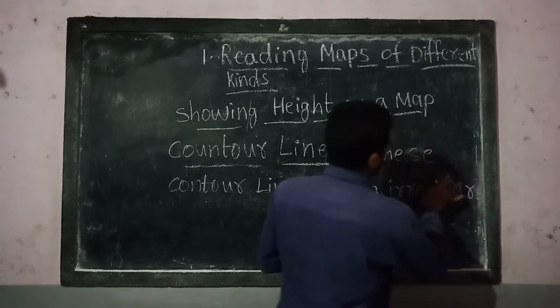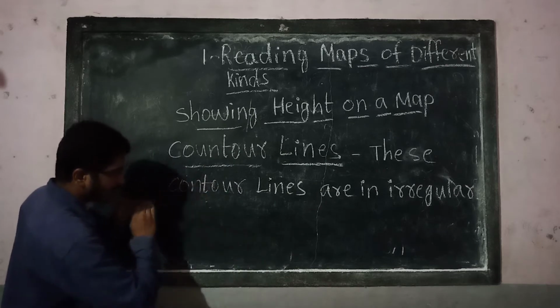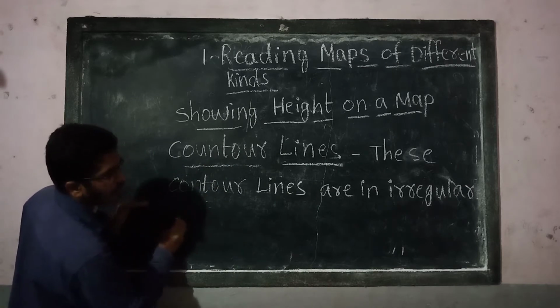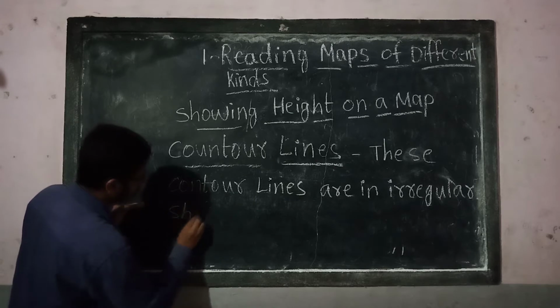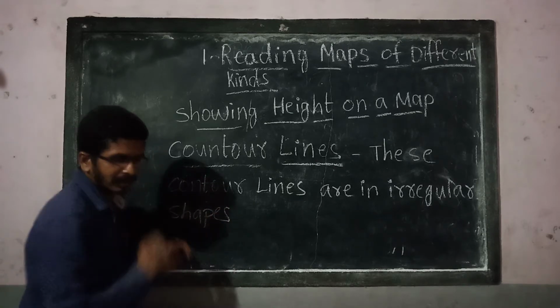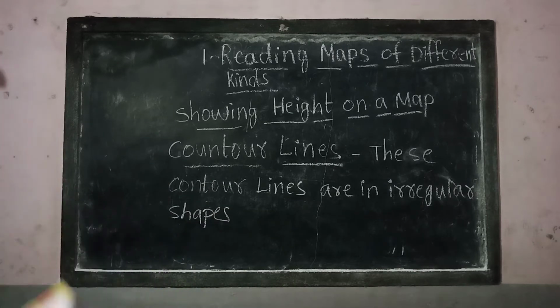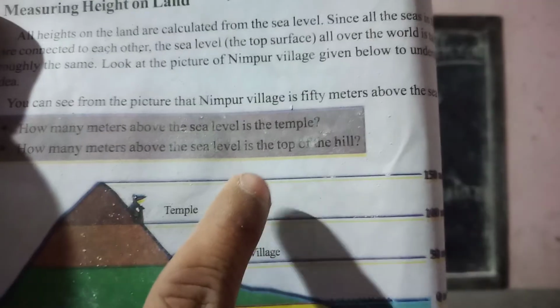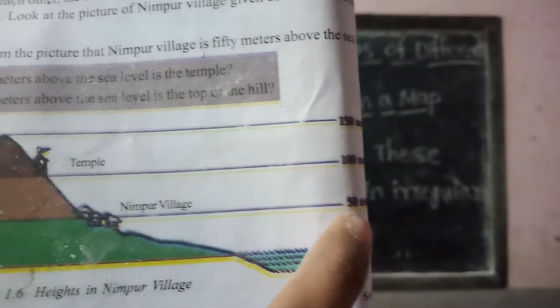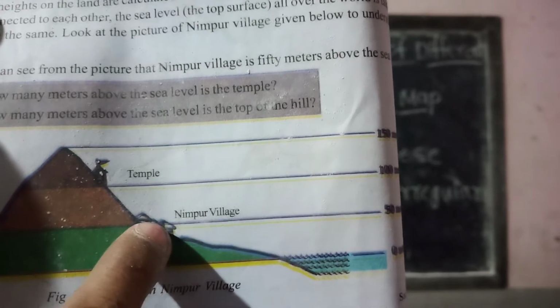Irregular shapes means not in a particular straight line. Here in the picture it looks like a straight line, just to imagine, but it is in irregular shapes. Contour lines are, as you see in the previous picture, the lines showing 50 meters, 100 meters, etc. What are these lines called? Contour lines, which show the measurement. But this line is not the same straight line. This is just for imagination. It might be like this.